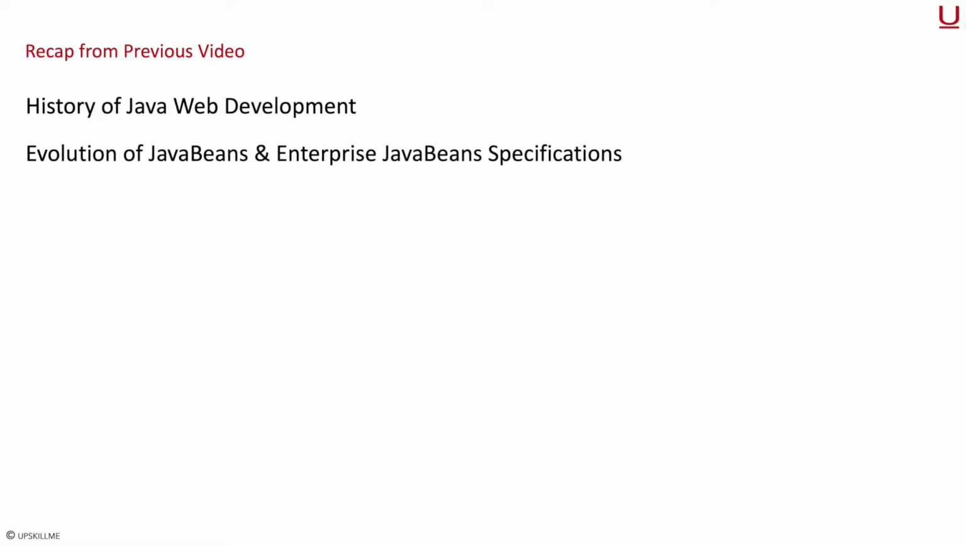In the previous video, we learned about the history of Java web development, evolution of Java Beans and Enterprise Java Beans specification, particularly the problems developers were facing at that time and solutions to those problems in the form of Spring Framework. This answered a very important question for us: why is there a need for Spring Framework?